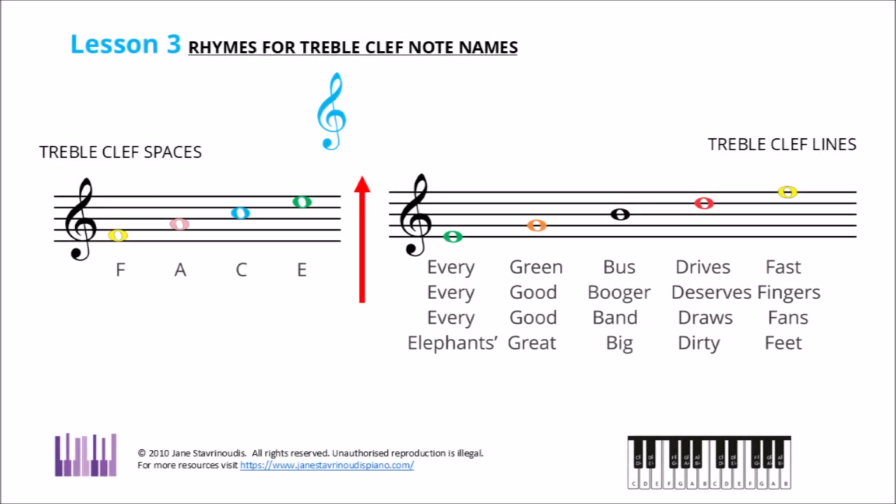If the note is in the treble clef, then the word face corresponds with all the letters that we need in treble clef spaces. Treble clef lines counting from the bottom up gives you a number of options, but the most popular one with my students is elephant's great big dirty feet.